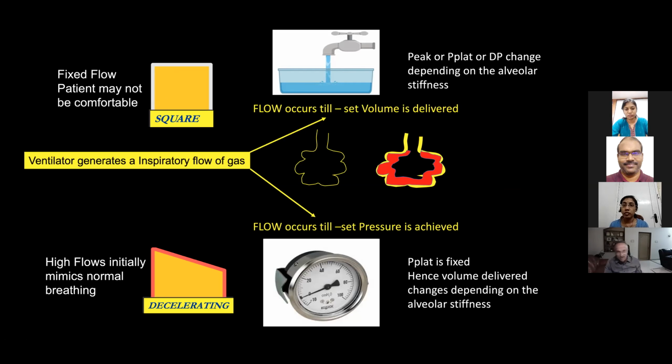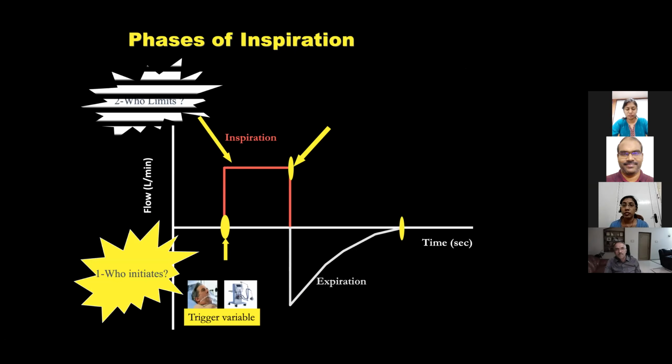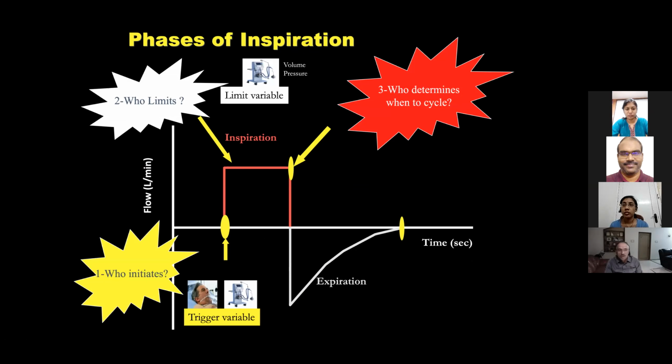So now let us go to the triggering part. These are the 3 questions we always ask. Who can initiate a breath? There are only 2 components. Either the patient or the ventilator. Obvious, isn't it? It's not a very difficult deduction. Either the patient has to start a ventilation or the machine has to start. So how does the machine know when to start? How does the patient communicate to the ventilator that you give me a breath? That's what we have to learn now. That is called the trigger variable. Let us learn that now.